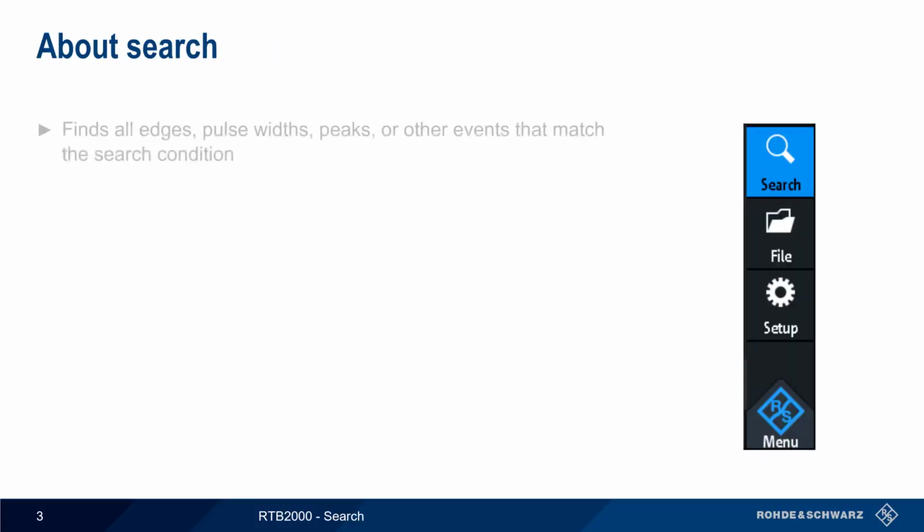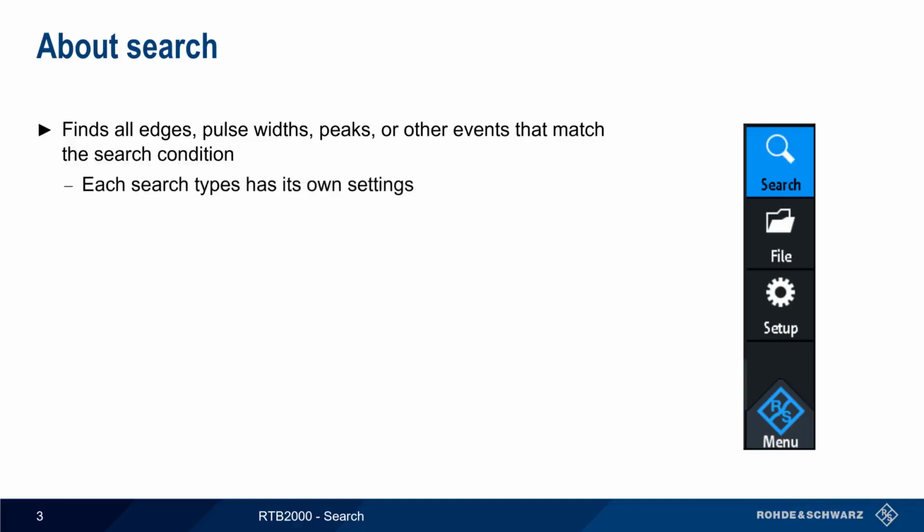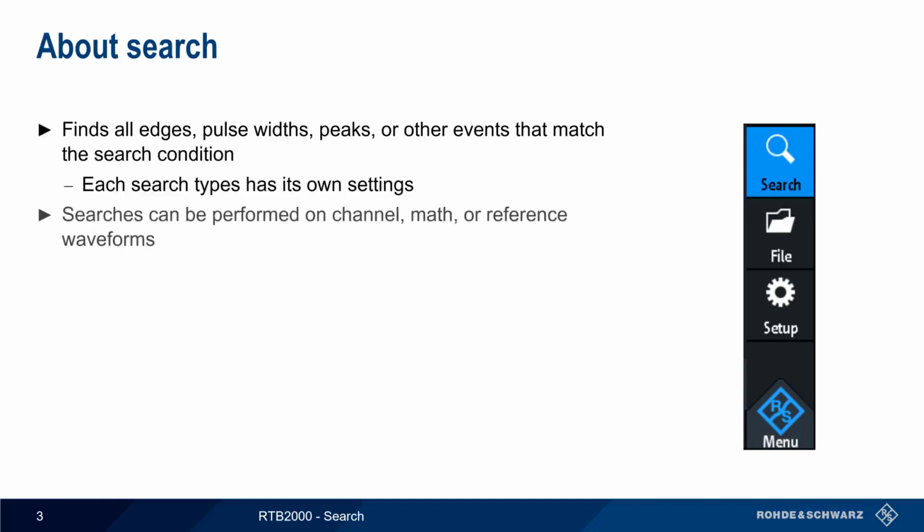The RTB's search function can be used to find things such as edges, pulses with certain widths, peaks, and other events that meet the search criteria. As we'll see in this presentation, each of these search types has its own settings. Although searches are most often performed on acquired channel data, they can also be used with math or reference waveforms.